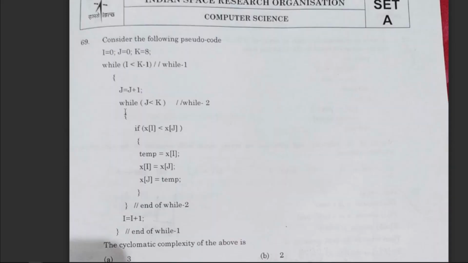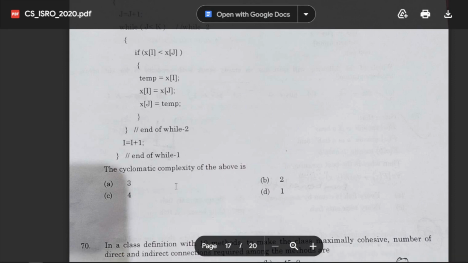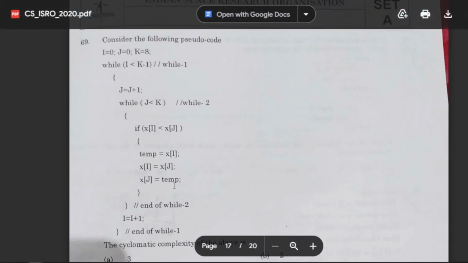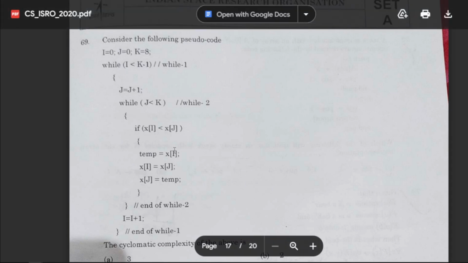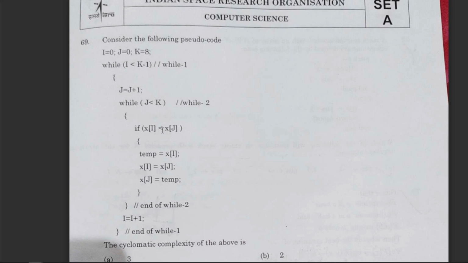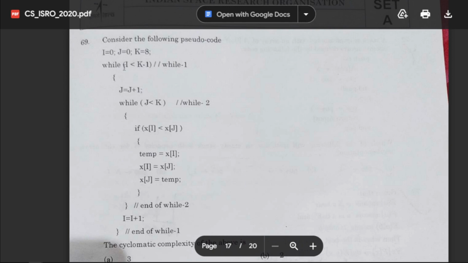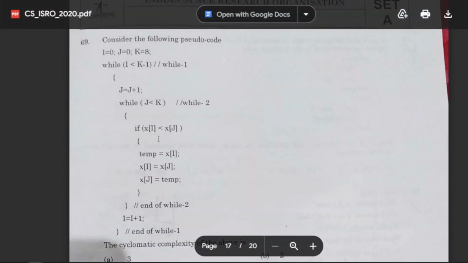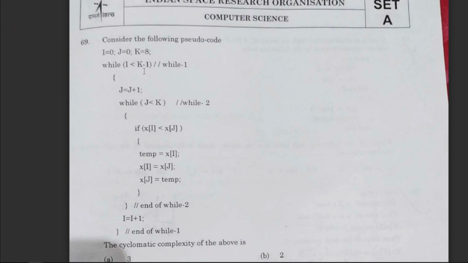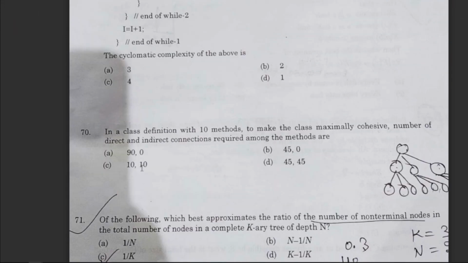69: consider the following pseudo code with i, j and k, while i is less than k minus 1. So this is the program. Now it is asking the cyclomatic complexity of the above code. Here you can see we have two while loops, and inside the while loops there is one condition. So this condition will check each of the while loops, and the answer will be 4. So for that case the answer will be C.